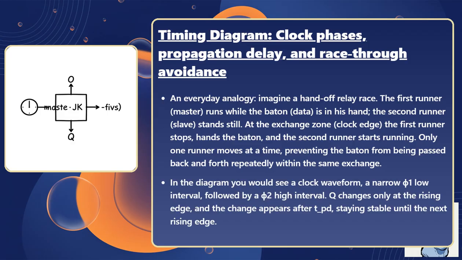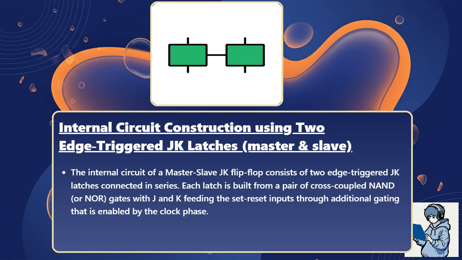In the diagram you would see a clock waveform, a narrow Phi 1 low interval followed by a Phi 2 high interval. Q changes only at the rising edge, and the change appears after TPD, staying stable until the next rising edge. The internal circuit of a master-slave JK flip-flop consists of two edge-triggered JK latches connected in series.